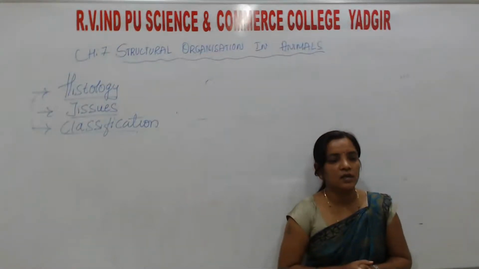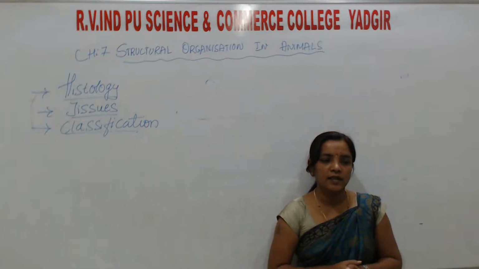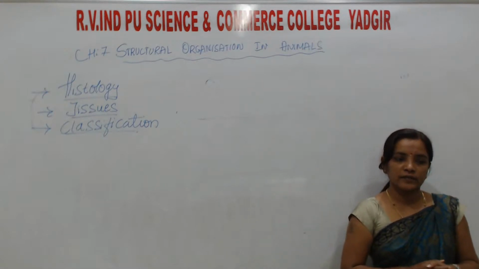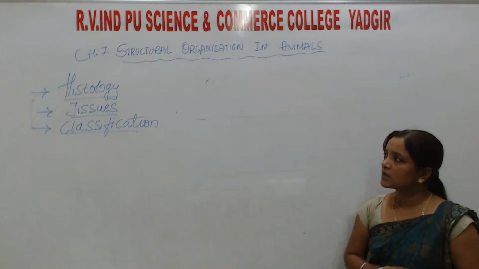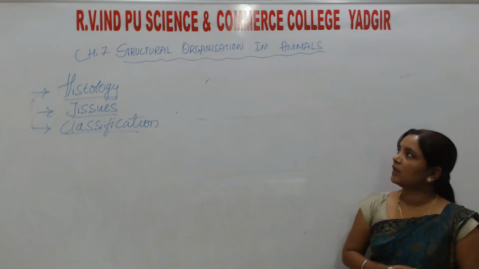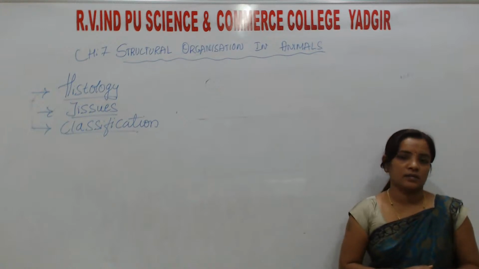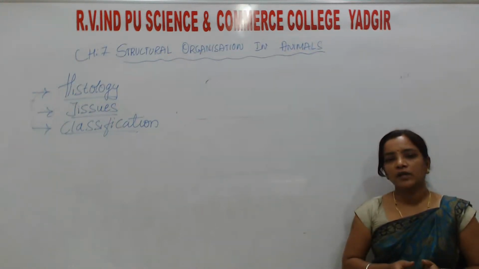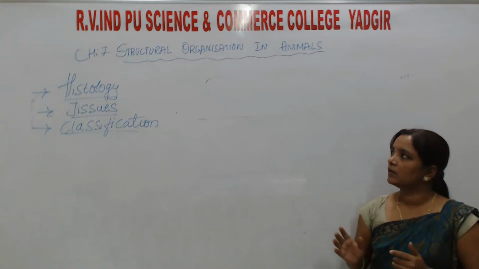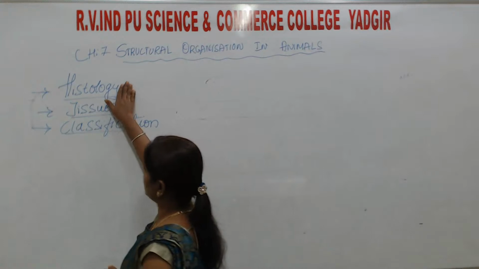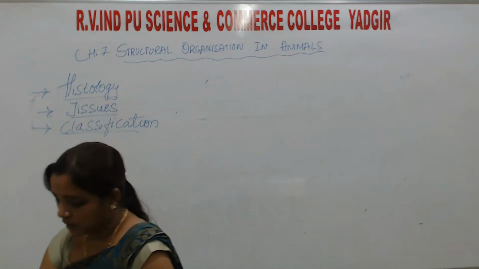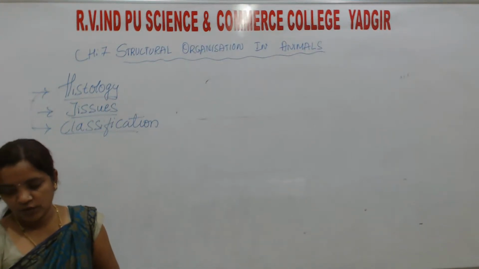Today we are going to start with a new chapter, chapter number 7, unit 2, structural organization in animals. Particularly, we are focusing on the animals. So today's class, first we will start with histology. So what do you mean by histology?